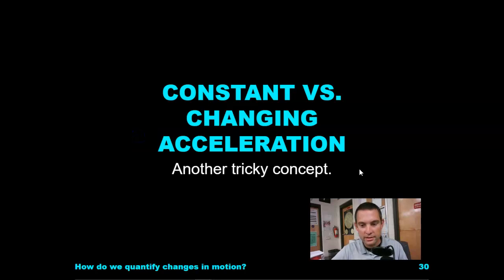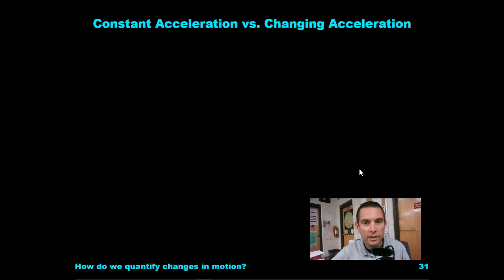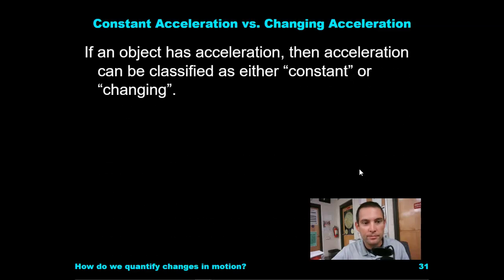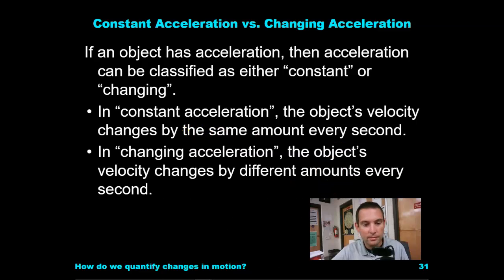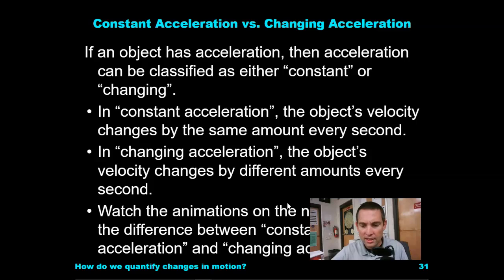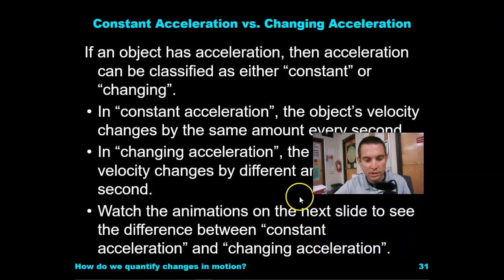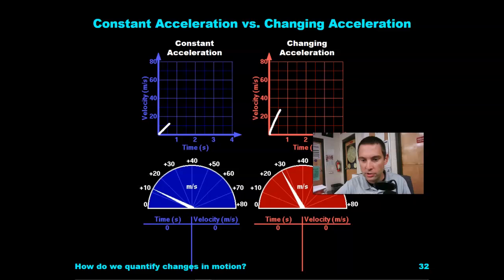Constant versus changing acceleration. Another tricky concept. If an object has acceleration, then acceleration is either going to be changing or constant. In constant acceleration, the object's velocity changes by the same amount every second. In changing acceleration, the object's velocity changes by different amounts every second. Watch the animations on the next slide to see the difference between constant acceleration and changing acceleration.